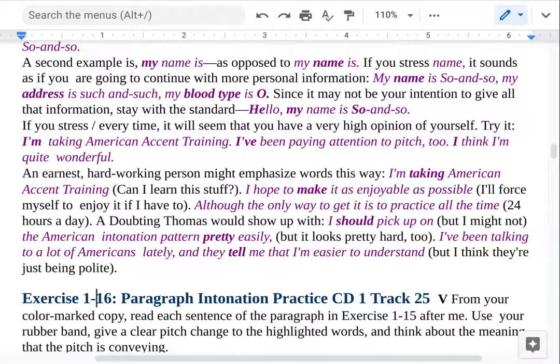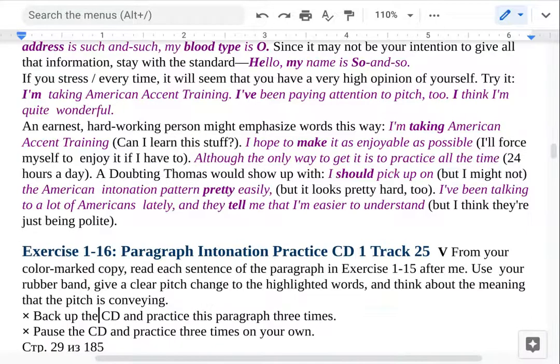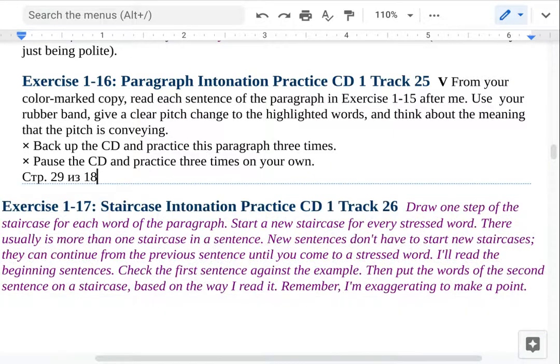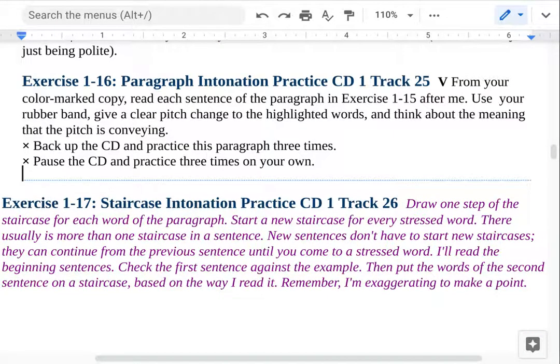Exercise 116, Paragraph Intonation Practice. From your color-marked copy, read each sentence of the paragraph in Exercise 115 after me. Use your rubber band, give a clear pitch change to the highlighted words, and think about the meaning that the pitch is conveying. Back up the CD and practice this paragraph 3 times. Then pause the CD and practice 3 times on your own.